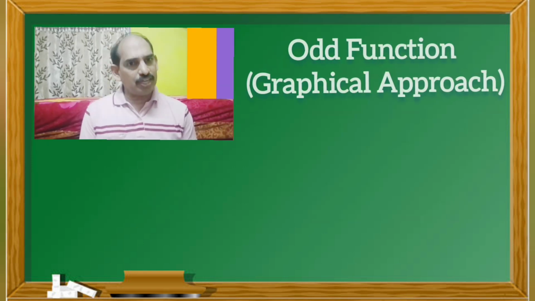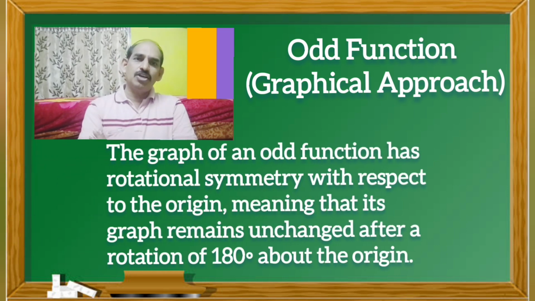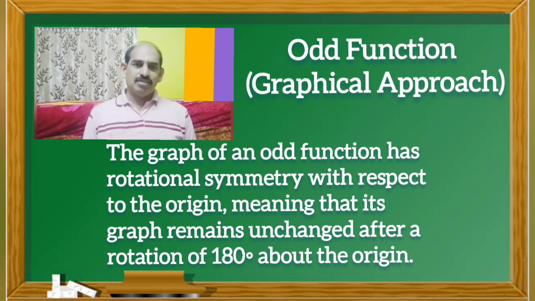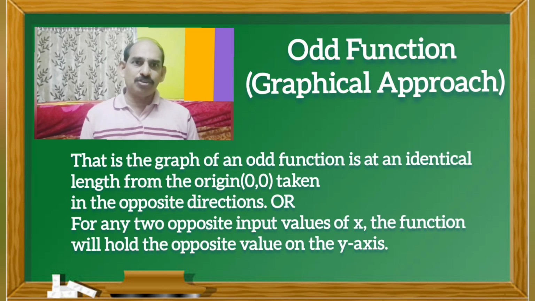Let's now define an odd function graphically. The graph of an odd function has rotational symmetry with respect to the origin, meaning that its graph remains unchanged after a rotation of 180 degrees about the origin. That is, the graph of an odd function is at an identical length from the origin taken in the opposite directions, or for any two opposite input values of x, the function will hold the opposite value on the y-axis.